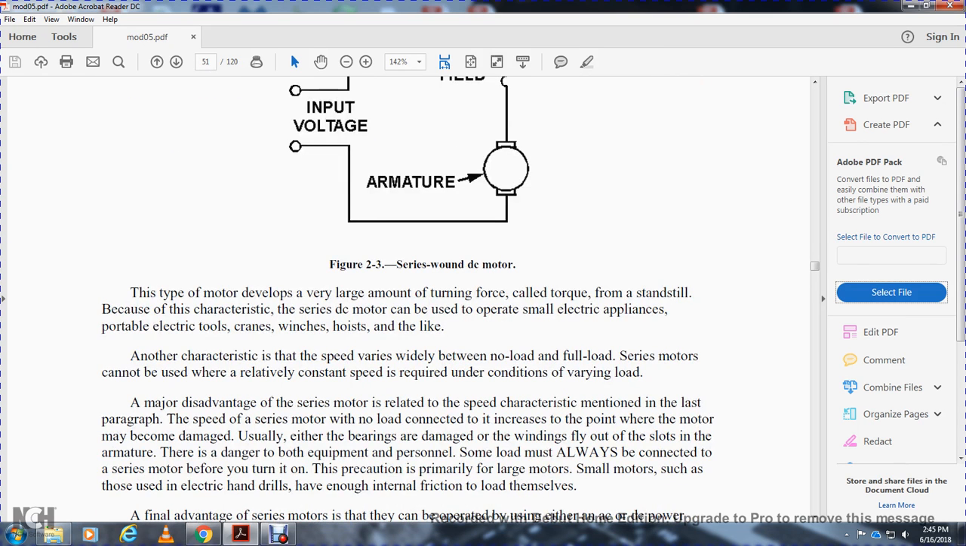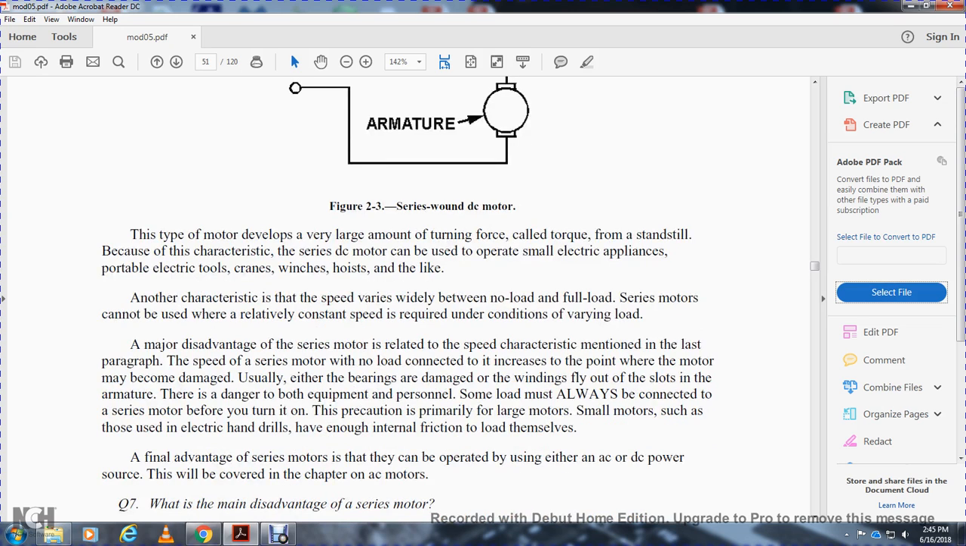The motor develops a very large amount of turning force called torque. This high starting torque is its main characteristic. The series DC motor can be used to operate small electric appliances, portable electrical tools, cranes, winches, hoists, or the like. Another characteristic is that the speed varies widely between no load and full load. Series motors should not be used where a relatively constant speed is required under conditions of varying load.